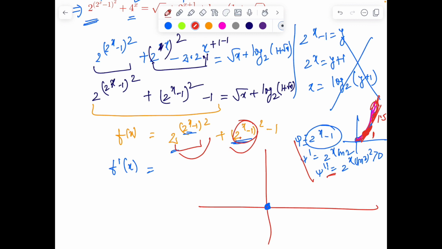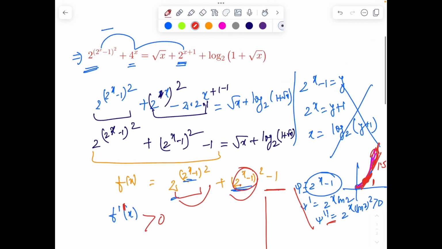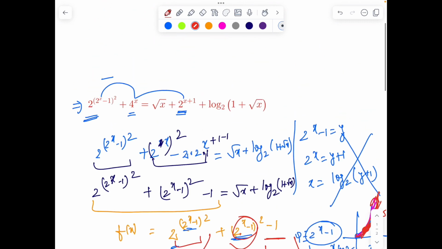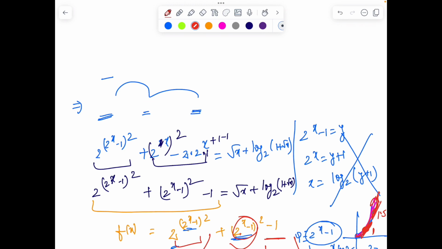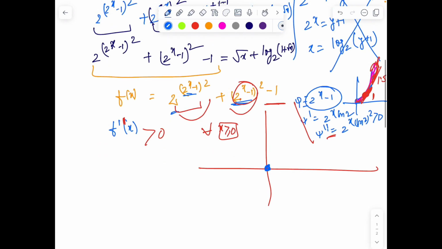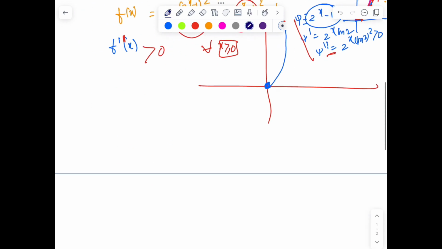Nature wise this is concave up, and minus 1 will not take away anything because you are taking away a constant. So overall I can tell psi double dash x will definitely be positive for all x greater than or equal to 0. We are interested in non-negative x because of the domain restriction of root x over here. So we know roughly the nature of the LHS is going to be like this.